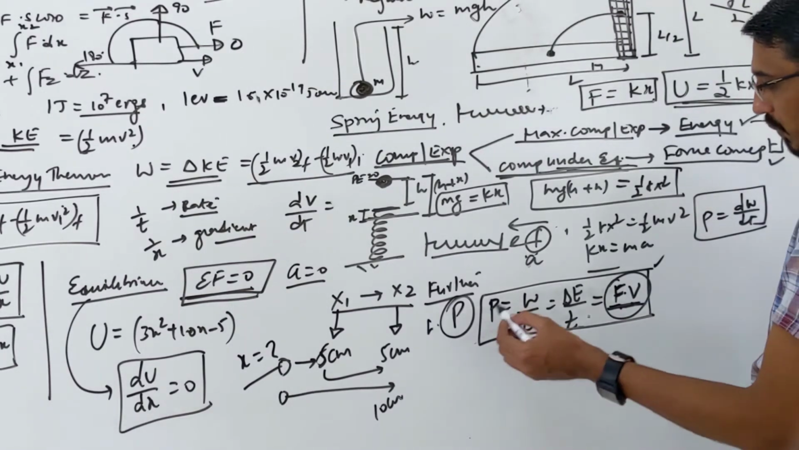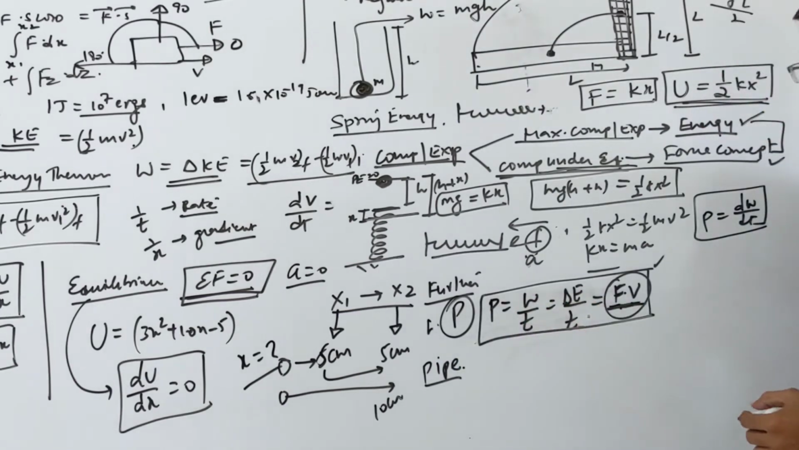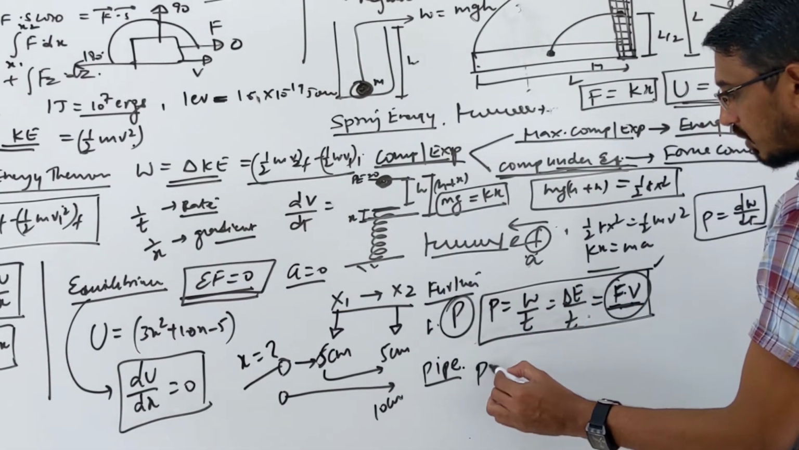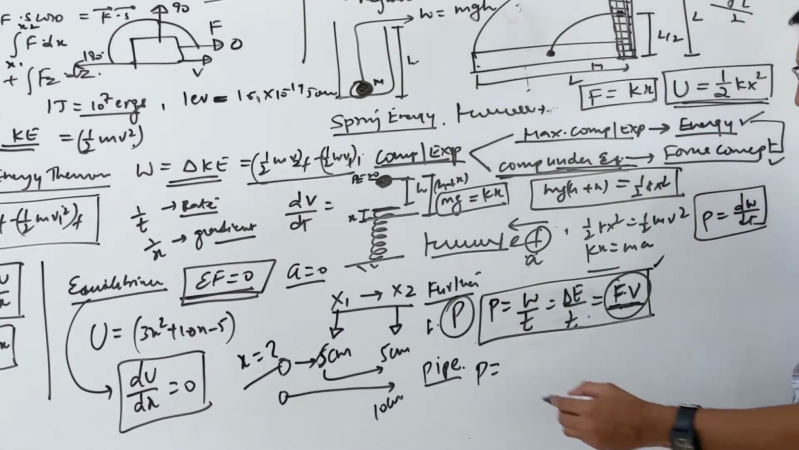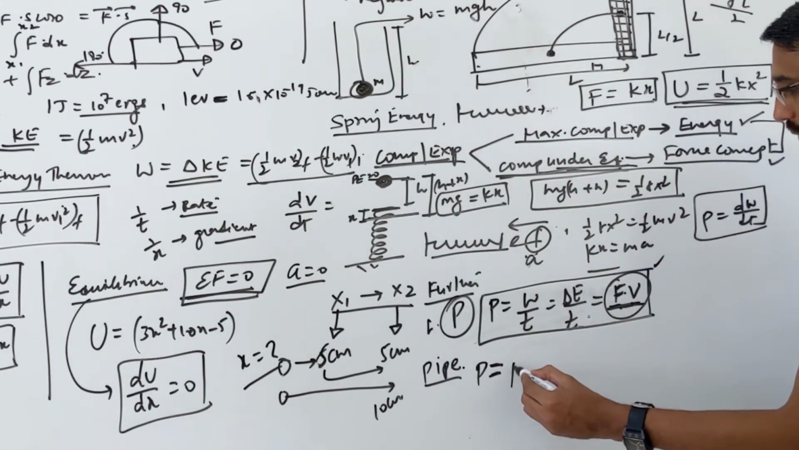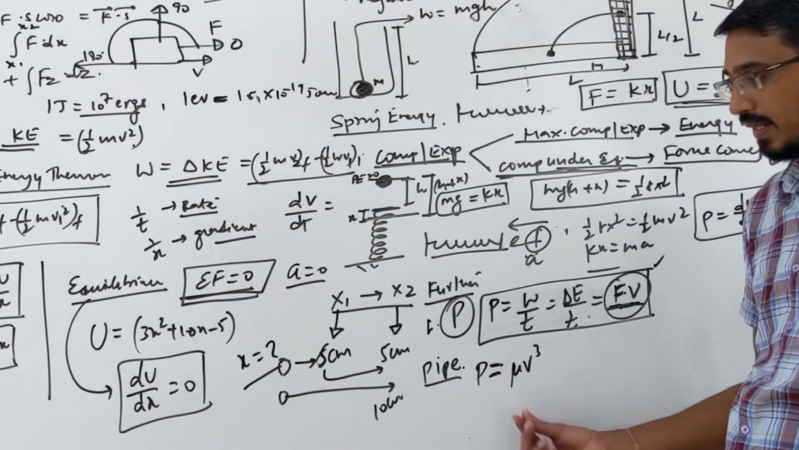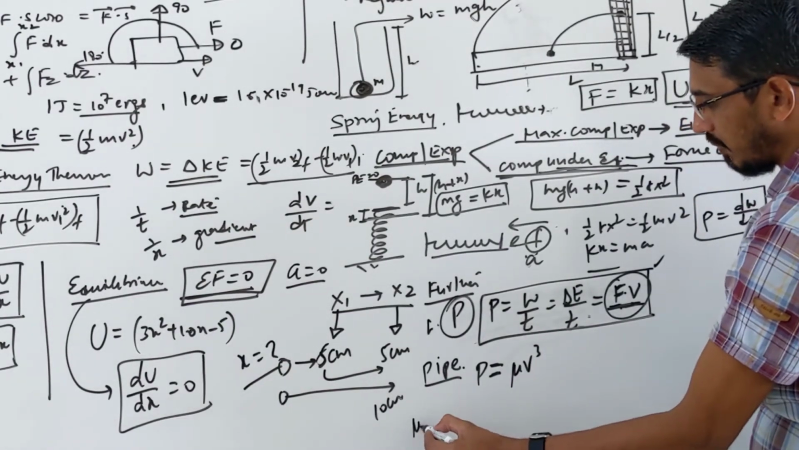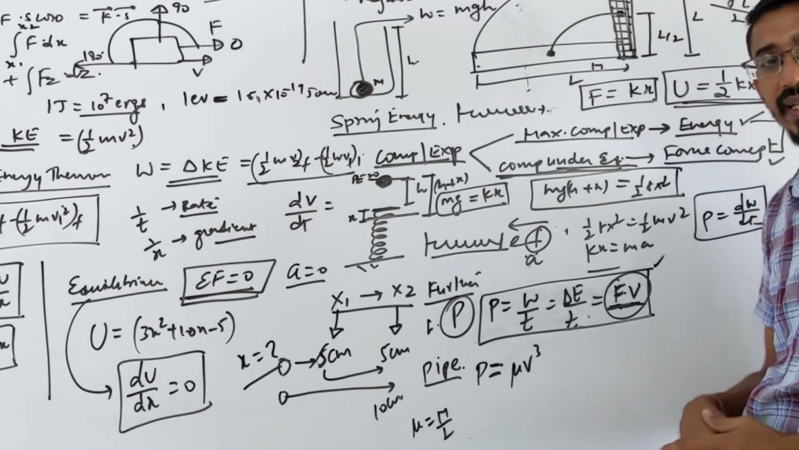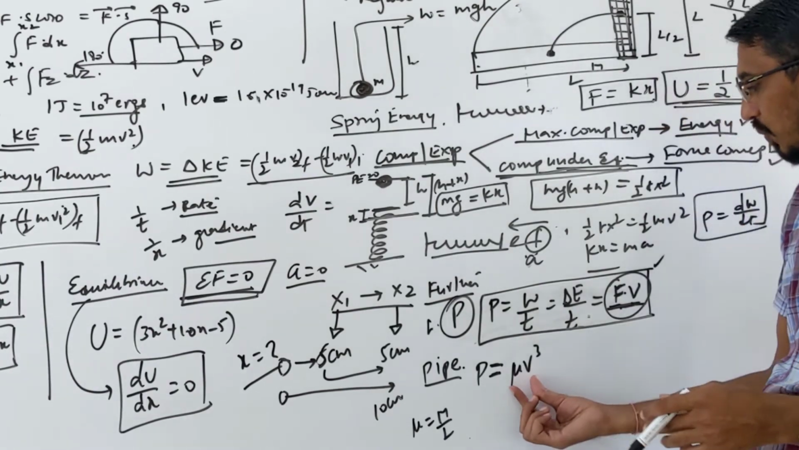Now look here, these formulas you write for a pipe, liquid flowing through a pipe. The same power formula is very important. So we write it in terms of fluid mechanics. The general formula for the power required to flow some liquid through a pipe is mu into v cube, where mu is called mass per unit length, m by L. This mu is nothing but m by L, how much mass is flowing per unit length of that pipe. So mu into v cube.